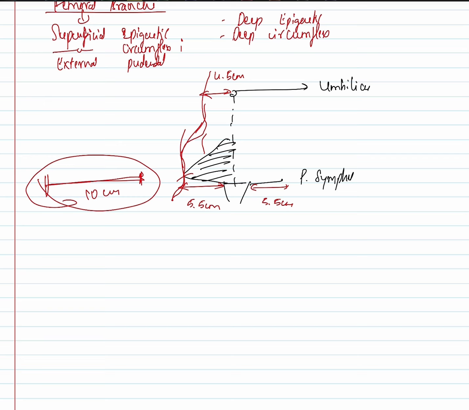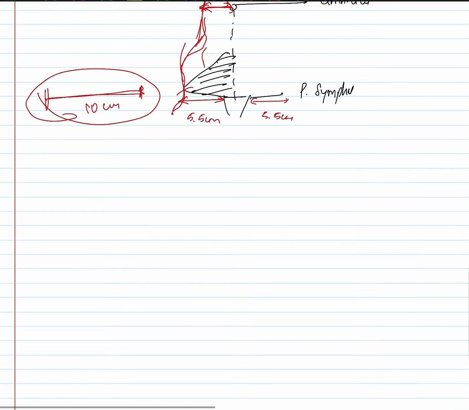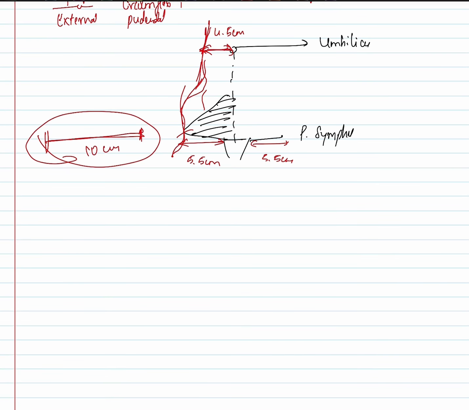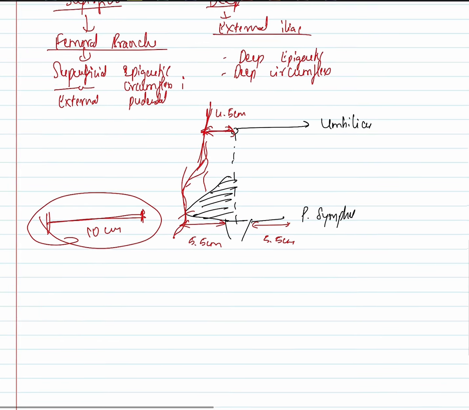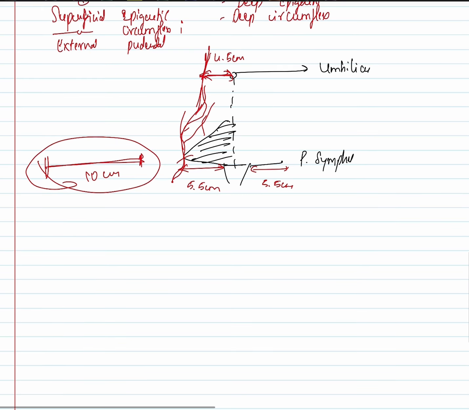Okay, and while putting ports also, it's very important for you to know the location of your inferior epigastric artery. Near the umbilicus it will be 4.5 centimeter lateral to the umbilicus or the midline. So that is very important. So basically this inferior epigastric goes behind the rectus sheath, okay, behind the rectus sheath and behind the rectus muscle.